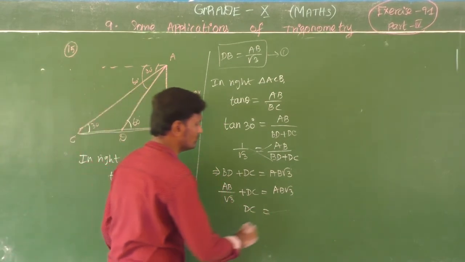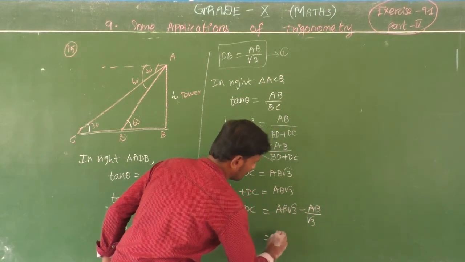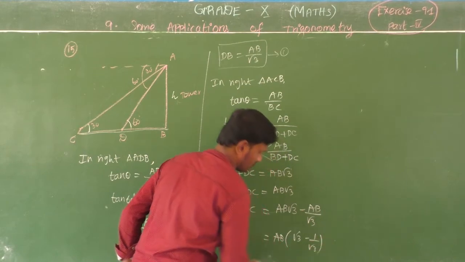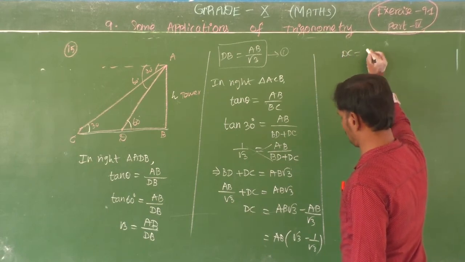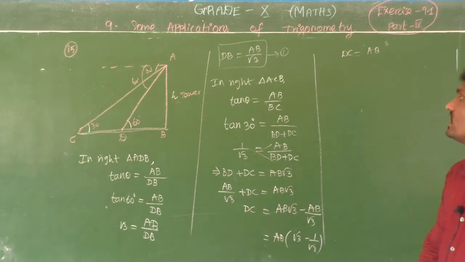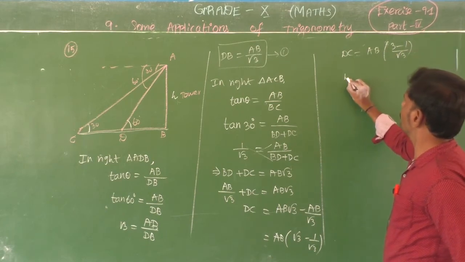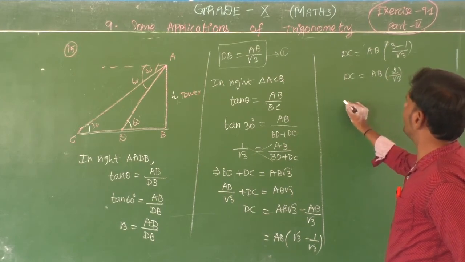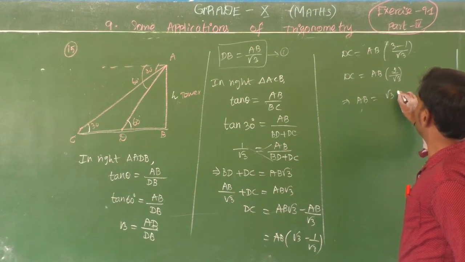Now I need only DC. So DC is equal to AB root 3 minus AB by root 3. In both, AB is common. I am taking it outside to get root 3 minus 1 by root 3. Now DC is equal to AB into, taking a cross multiplication, root 3 into root 3 will come 3, minus 1 by root 3. So DC is equal to AB by 2 by root 3. Now I need only AB, so AB is equal to root 3 DC by 2.